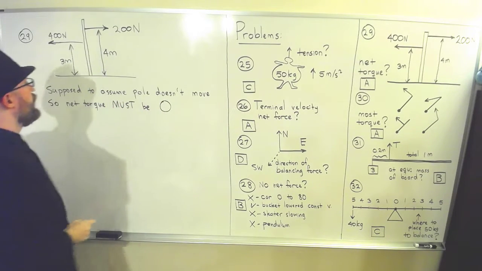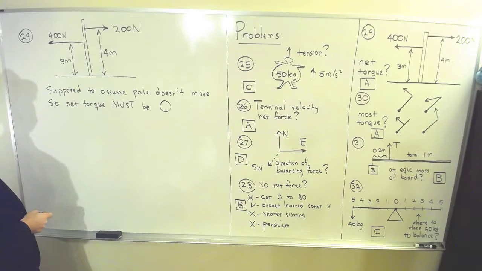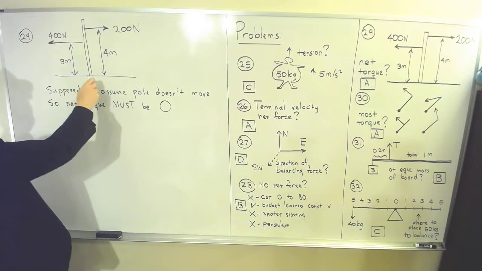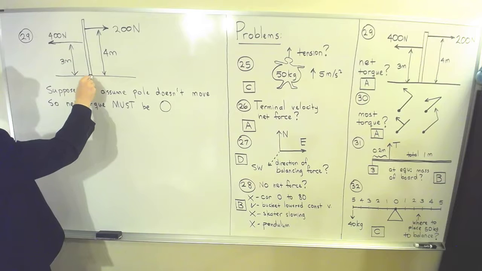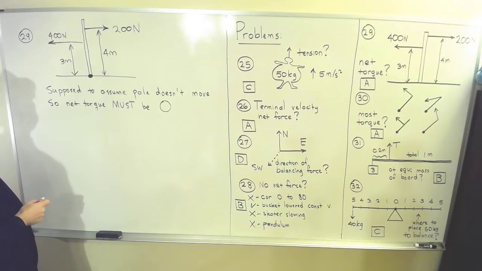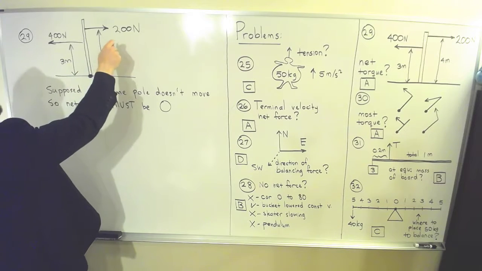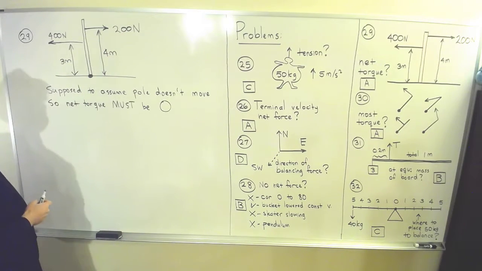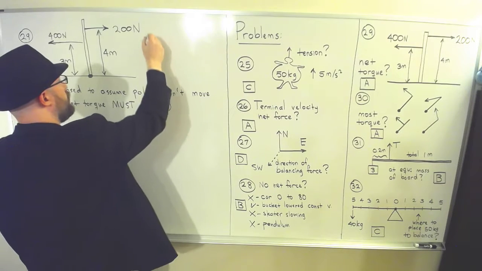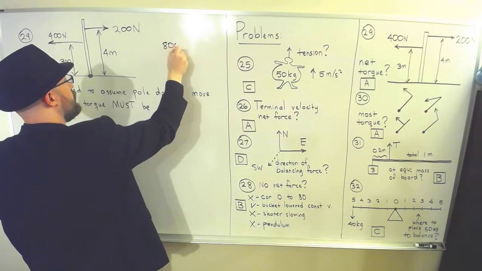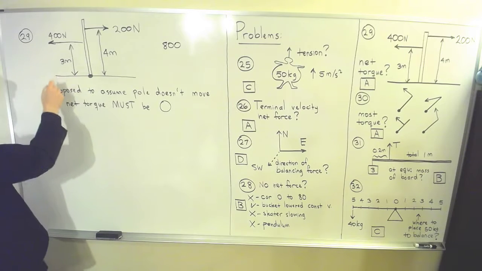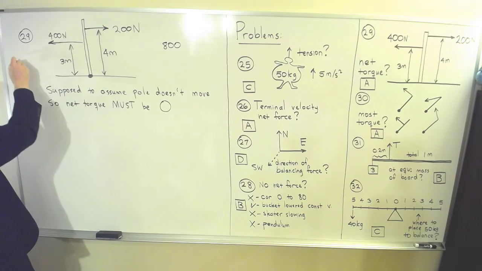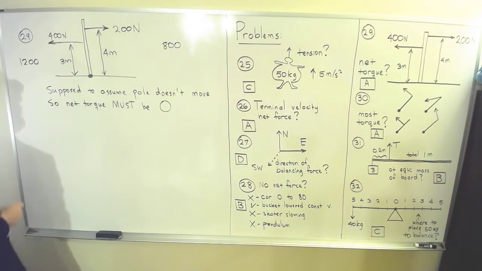be 0. Now you could argue, oh wait, no, it's not, because see, here, you take this as your fulcrum, and you could say, well, there's a lever arm of 4 meters, 200 newtons that way. The torque, I'm getting a torque here, 800. Here, 400 newtons, 3 meters, I'm getting a torque of 1200. What's happening?